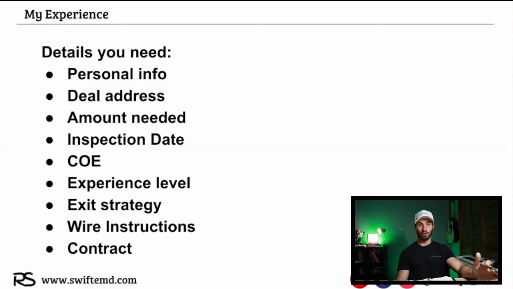COE stands for close of escrow, okay? Close of escrow is going to be just when the house is expected to close. Now, again, if you guys are in real estate, you know that that date never seems to work out the way you want it to, but we still want to have an idea.